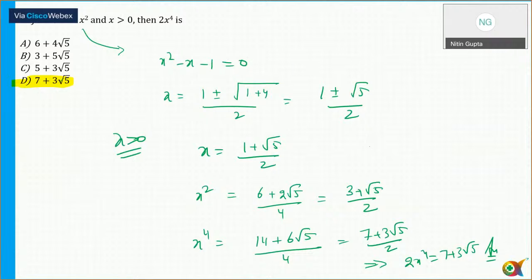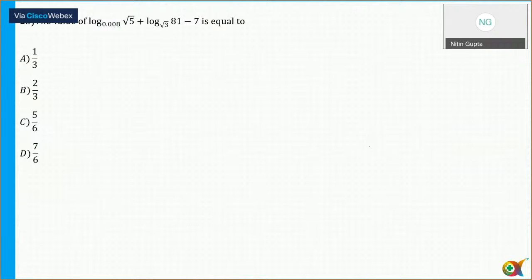Any doubts now? Can I move to the next question? 23. Okay. Now, question number 23, again, an easy one here. Why do I say this is easy? Just see it here.